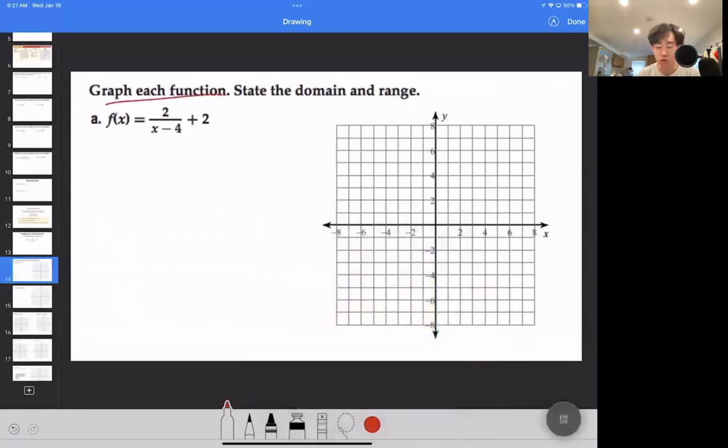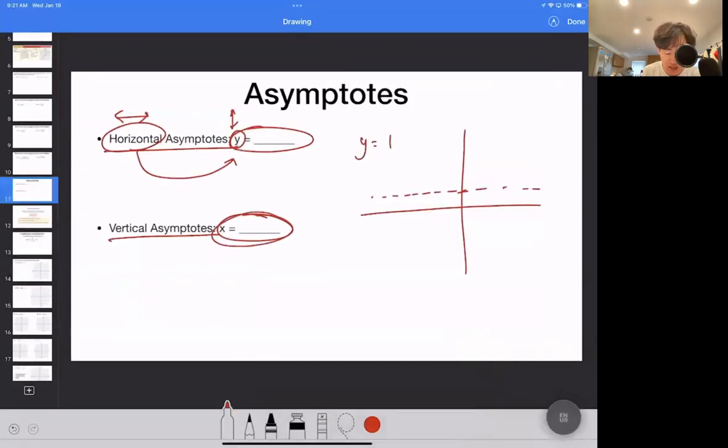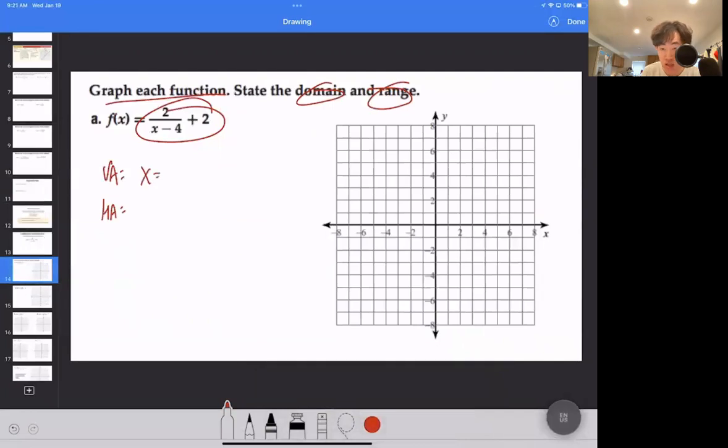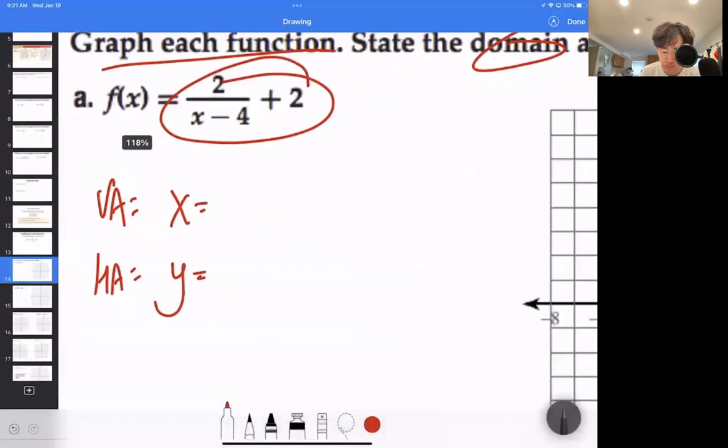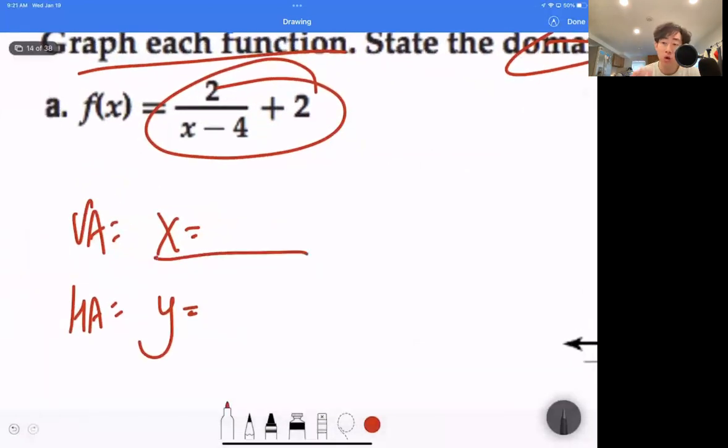It says graph each function, and state the domain and range of each of these functions here. So how do I sketch a function that looks like this? Well, first of all, your job is to identify for me what the vertical and horizontal asymptotes are. Vertical asymptotes, remember, need to start with x is equal to. And horizontal asymptote, we're going to write y is equal to.